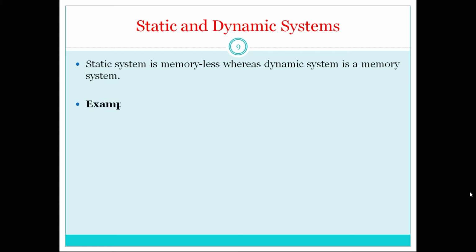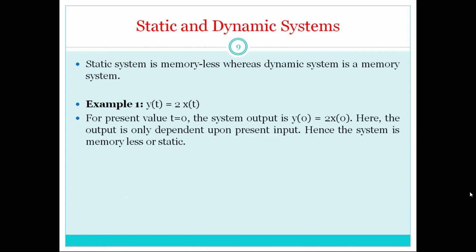That's all. Simple concept. Example, y of t is equal to 2x of t. That means here t is there, here t is there. That means the current output depends upon the current input. So this is called a memoryless system or static system. For the present value of t equal to 0, the system output is y of 0 equal to 2 times x of 0. Here the output is only dependent upon the present input, what we have discussed now. Hence the system is memoryless or static.